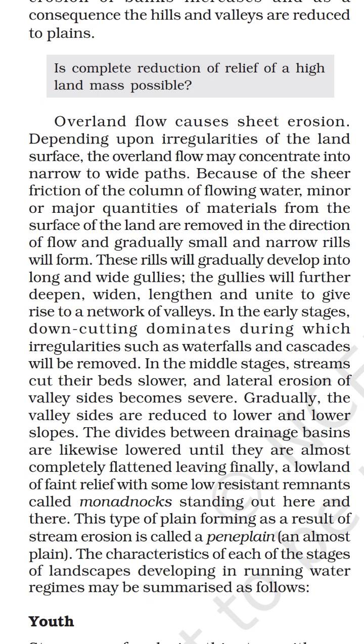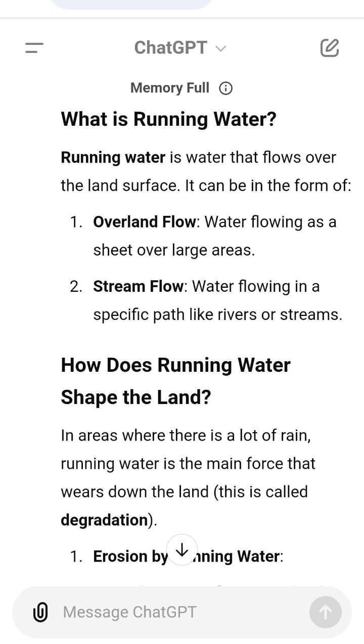How does running water shape the land? In areas where there is a lot of rain, running water is the main force that wears down the land. This is called degradation. 1. Erosion by running water. When water flows over land, it carries away soil, sand, and rocks. This process is called erosion. Imagine rainwater running down a hill. Over time, the water will carve out small paths and channels. These can eventually turn into bigger streams or rivers.